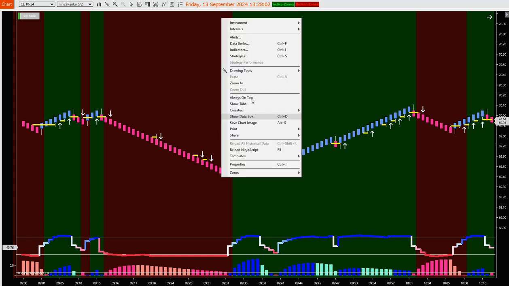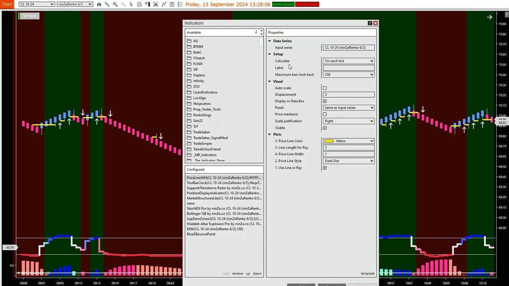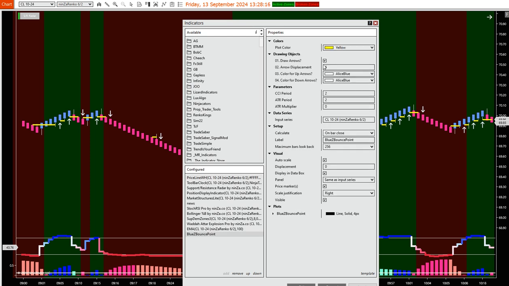Go ahead and turn these arrows back off. So I don't use the arrows. The arrows just show you where that yellow line stops printing. Give me just a second. Let me get my EMA back on here.